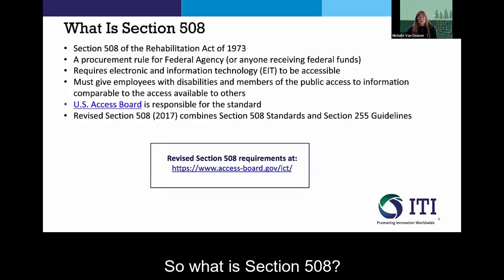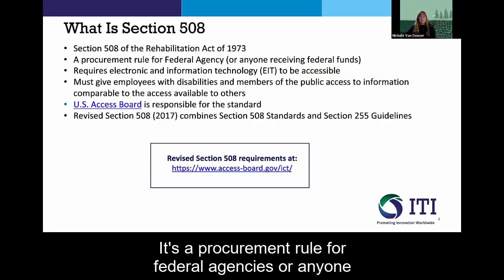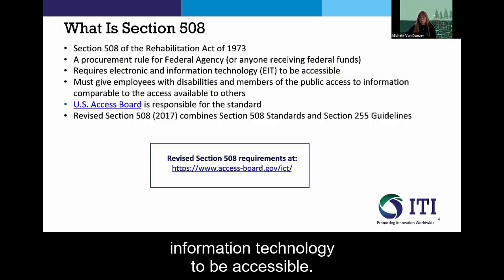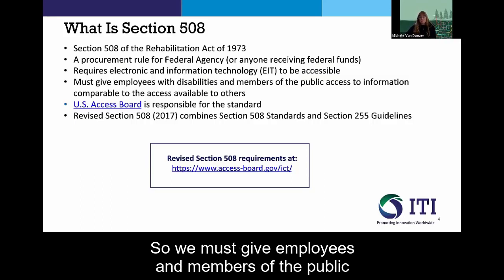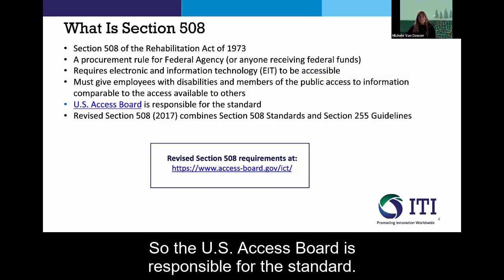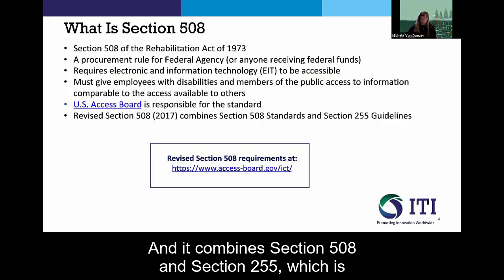So what is Section 508? Section 508 is part of the Rehabilitation Act from 1973. It's a procurement rule for federal agencies or anyone receiving federal funds, and it requires electronic and information technology to be accessible. So we must give employees and members of the public access to information in a comparable way to other users. The U.S. Access Board is responsible for the standard, and it was revised in 2017, updated again in 2018, and it combines Section 508 and Section 255, which is a Telecom Act.